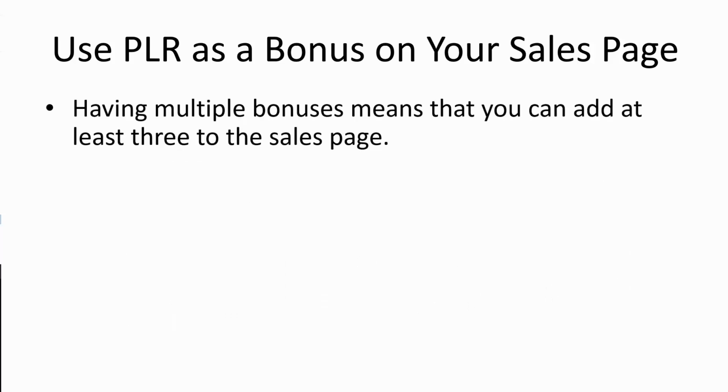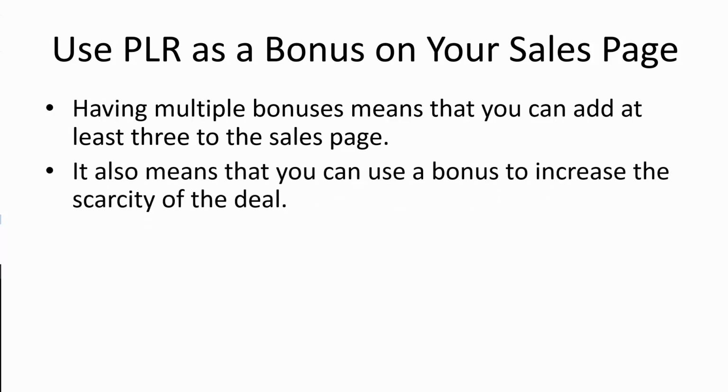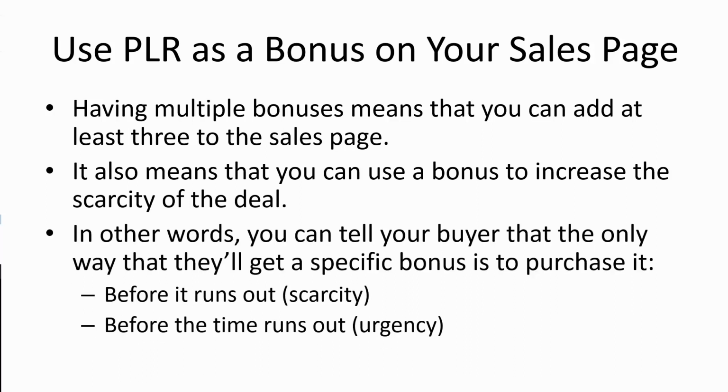Now, having multiple bonuses means that you can add at least 3 to the sales page, and that's really what you should be looking to add. That tends to be the average of people who are selling information products. It also means that you can add a bonus to increase the scarcity of the deal. In other words, you are going to tell the buyer that the only way they're going to get a specific bonus is if they purchase it before that bonus runs out or before the time runs out. So you are using both scarcity and urgency to your advantage.